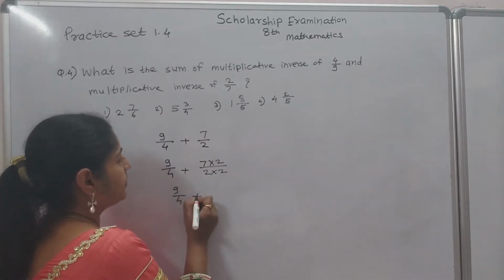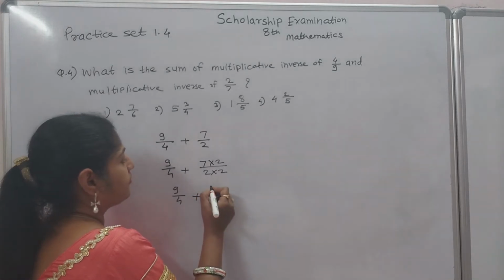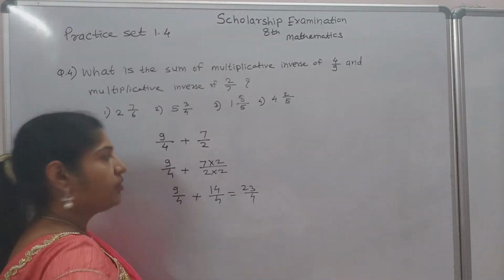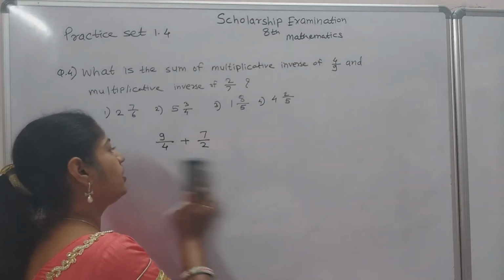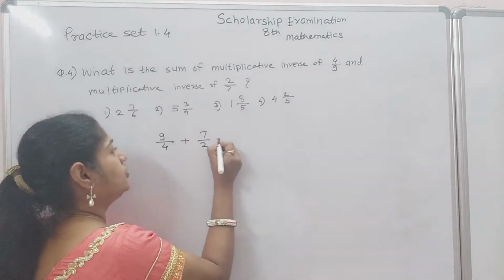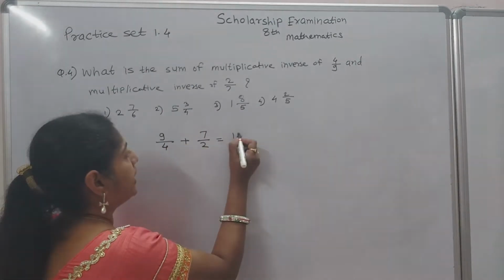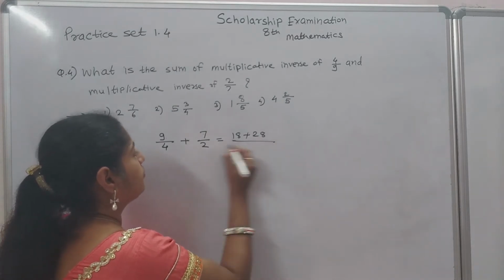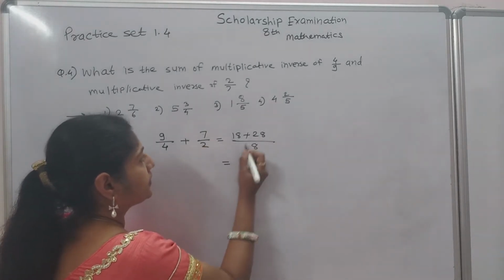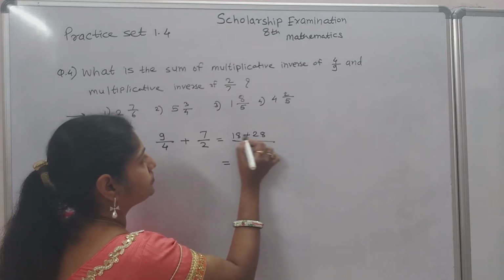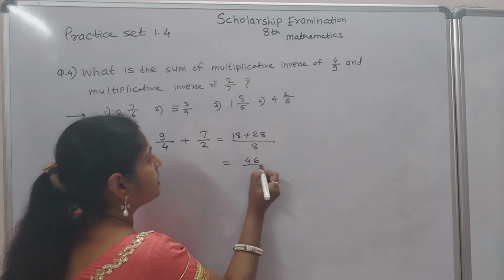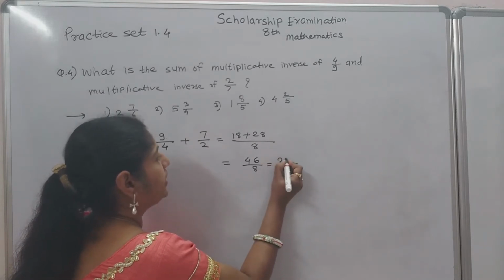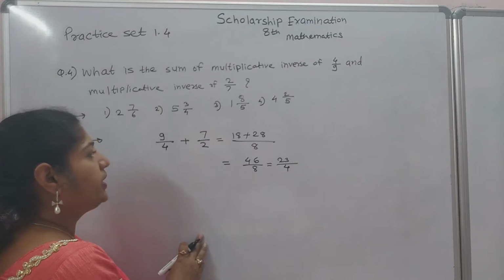9 upon 4 plus 14 upon 4, that is 23 upon 4. But if you want to use cross multiplication, you can also do that. 9 into 2 is 18 plus 7 into 4 is 28, upon 4 into 2, 8. 46 upon 8 divided by 2 is 23 upon 4. The answer is the same, 23 upon 4.